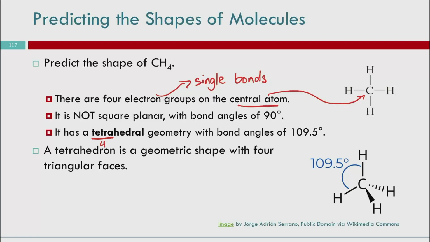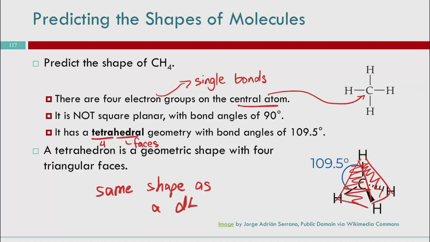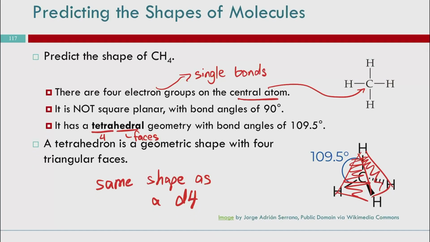This tetra meaning 4, and hedral meaning faces. So if you connected all of the hydrogens and filled those shapes in, this would be the same shape as a D4, a 4-sided die. Any questions about shapes so far? Okay, more shapes.